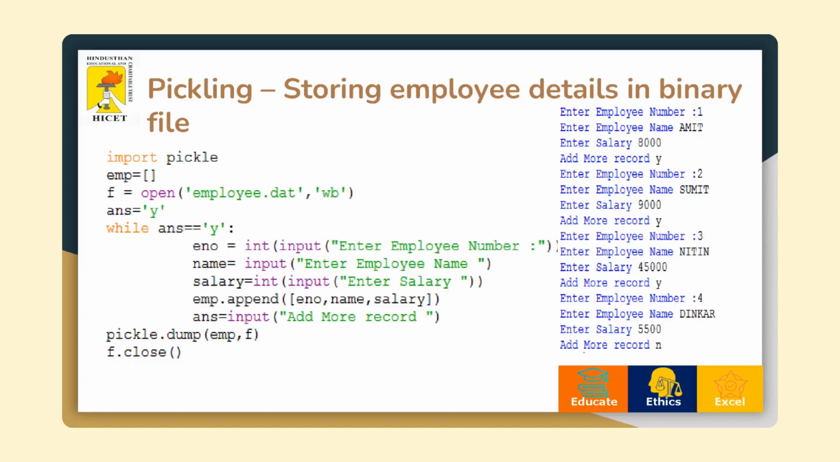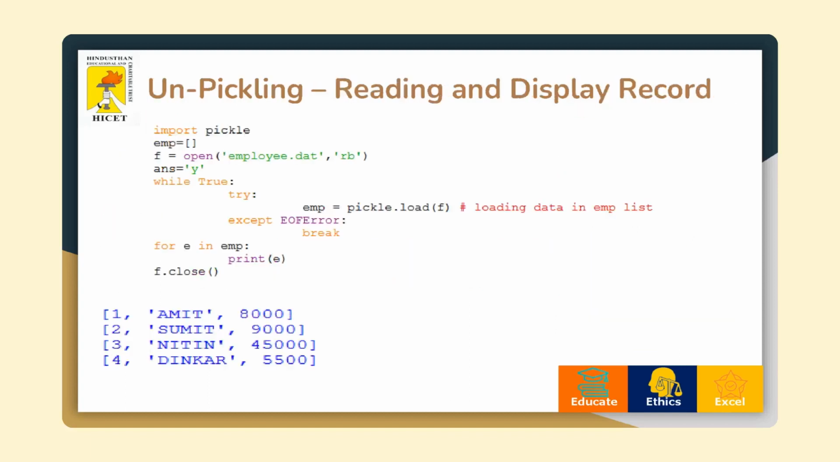With the help of pickle.dump, I'm going to store the list of employee details into the file. Here emp is the list and f is the file pointer, which denotes employee.data, where I have used the access mode wb to write the data into the binary file. This is what we call pickling. It is nothing but dumping the data, or writing the data, into the binary file. Now let us go to the next thing, unpickling.